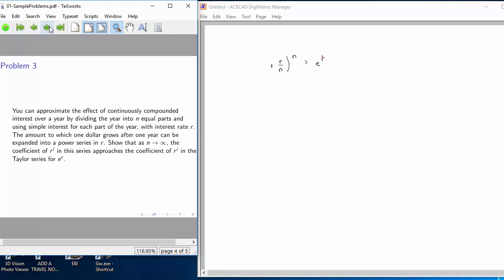I'm going to show you another way of looking at that. Because we can do a binomial expansion. When I multiply this out, I have the sum from i equals 0 to n of n choose i, that's n factorial over n minus i factorial times i factorial, and that is the coefficient of r over n raised to the ith power.